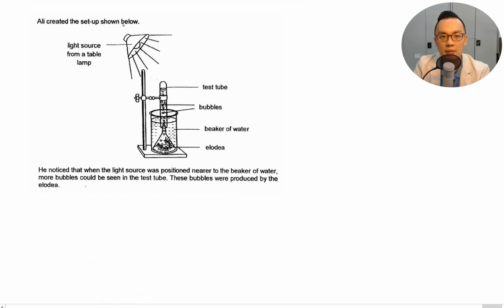Ali created the setup shown below: light source from a lamp, test tube, bubbles, Elodea. Elodea are submerged plants because of water bubbles. So the plants are basically going through the process of photosynthesis, and it produces oxygen, and all these bubbles are bubbles of oxygen. So you notice that when the light source was positioned nearer to the beaker of water, more bubbles can be seen because the light is more intense. These bubbles were produced by the Elodea.